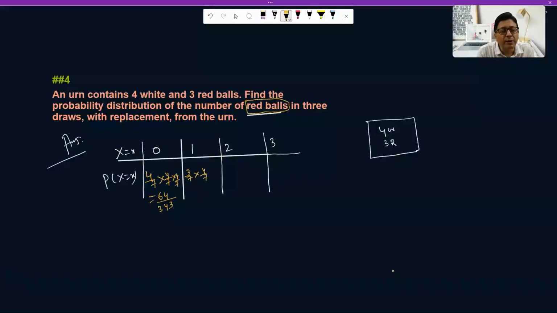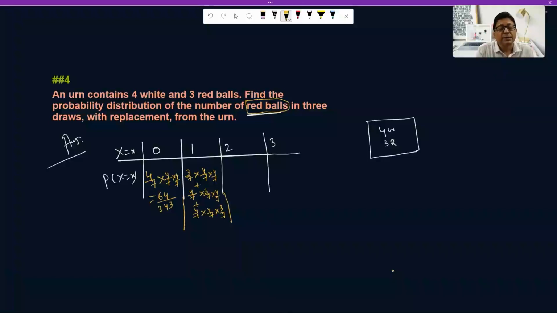Other two cases you haven't got. 4 by 7, 4 by 7. Then next time 3 by 7 coming here. 4 by 7, 4 by 7 rest, I mean plus 4 by 7. Then 3 by 7. Then 4 by 7. The third ball, the red ball may come in the third draw also. So this will be 4 by 7, 4 by 7, 3 by 7. So same product, only just written twice.